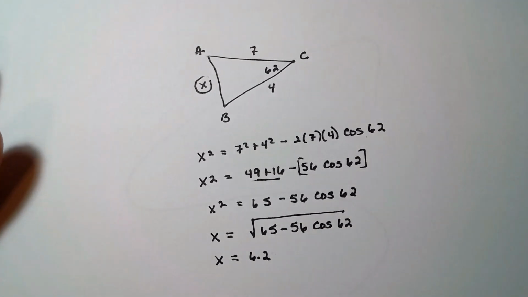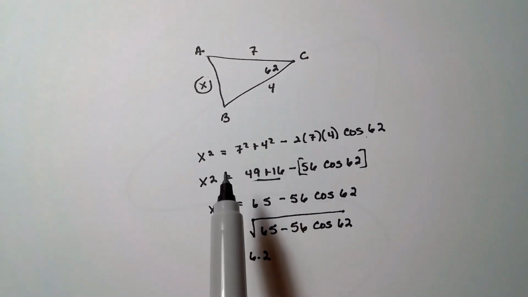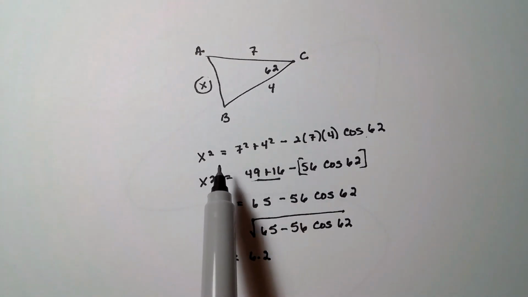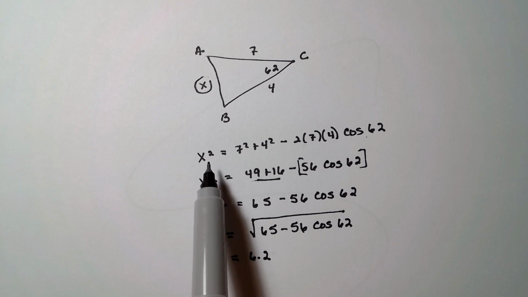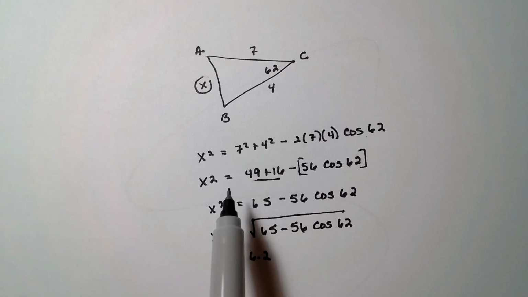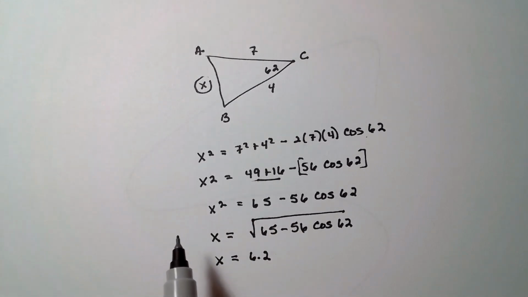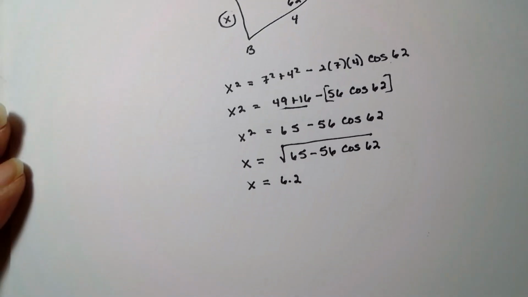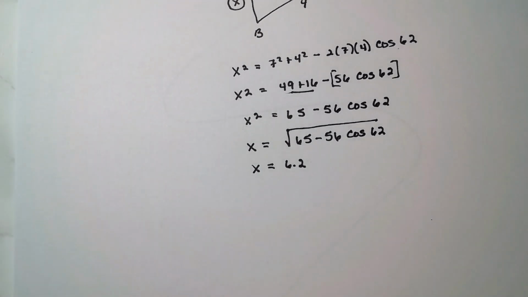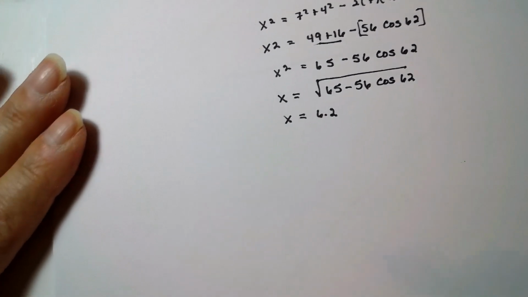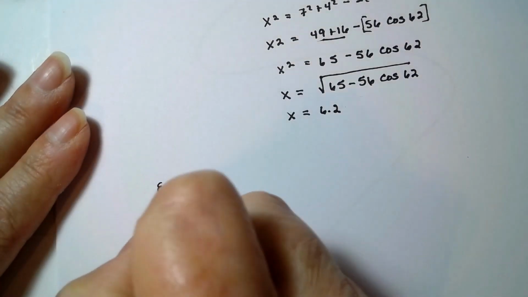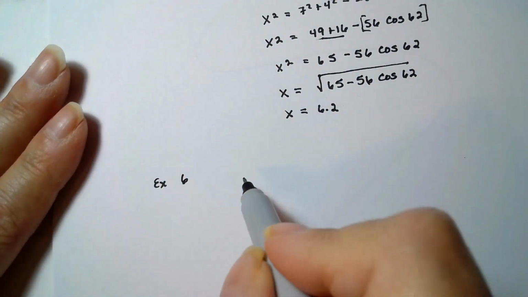Okay, so finding the sides is really easy because essentially you just take the formula for the law of cosines, take the square root of both sides, plug the numbers in, and you're going to get the measure. For the angles, it's a little bit different. So the problem I'm going to do right now is from page 585 in your book, example number 6. And so this is example 6.